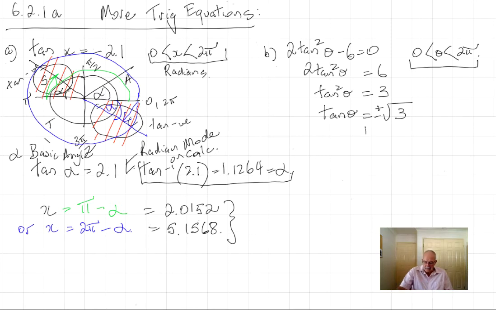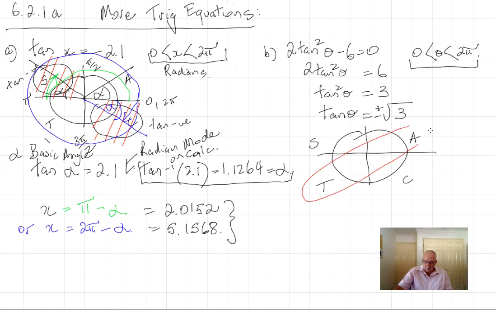So once again, we draw our unit circle and we've got C, A, S, T. So we know here that tan is positive here and here. So there tan is positive and here tan is negative. So in other words, we are going to get an answer that is in all 4 quadrants because tan can be plus or minus root 3.